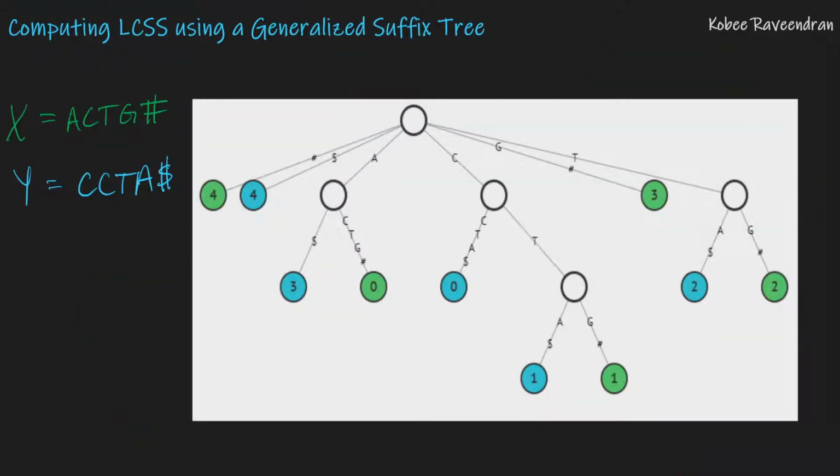So now that we know a little bit about suffix trees, let's talk about how we can use them to solve our initial problem. So here is the generalized suffix tree for the strings X and Y. All a generalized suffix tree is, is a suffix tree that represents more than one string. So in the previous slide, we had one for just a single string, whereas now we have one that represents both X and Y.